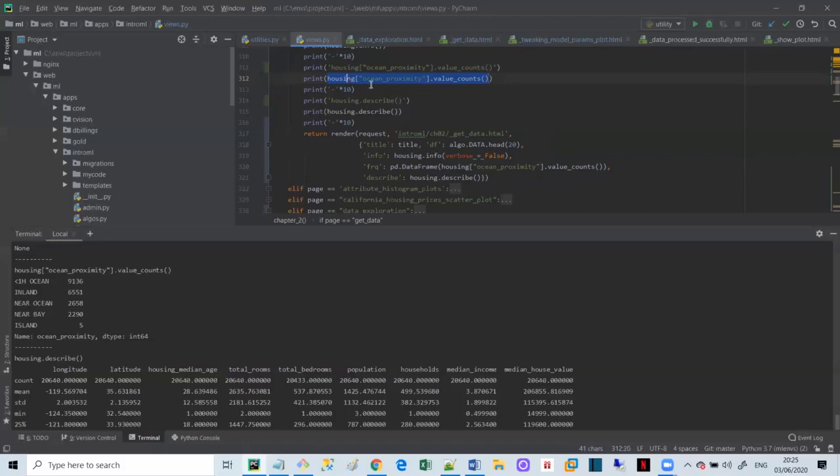Okay, now we learned another command called value counts. It counts how many rows we have in each category. We usually do it on variables that seem like a category. And this one, it's very easy to see. We can see nearby, we have 2,290. How many islands? Only 5. Inland, 6,551, and so on. So we have 5 categories, basically. This is the smallest, probably there are a few islands, but not too many. And the rest are different kinds.